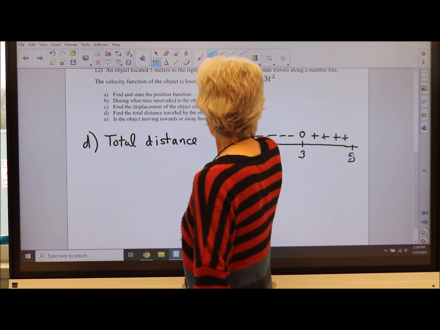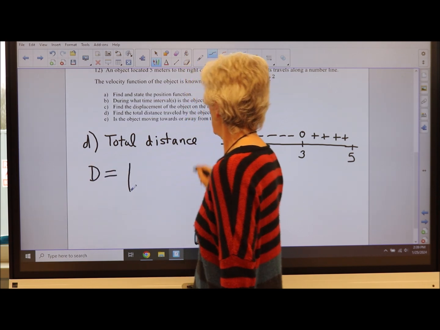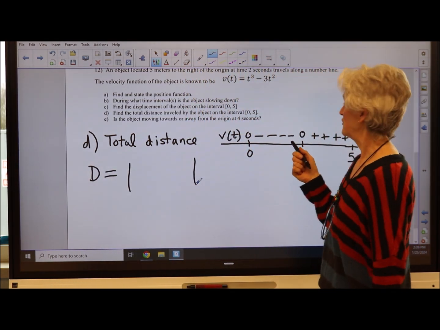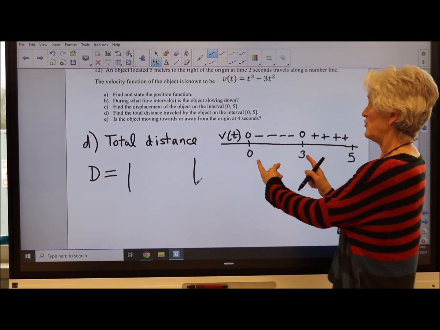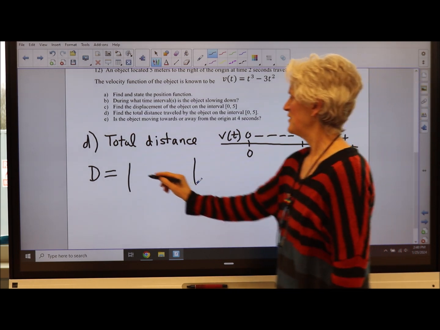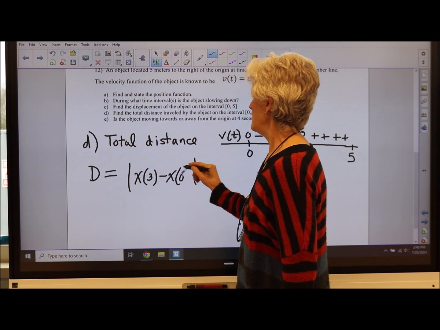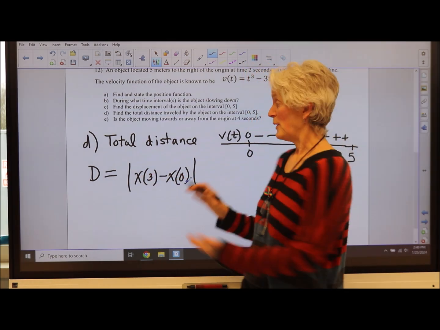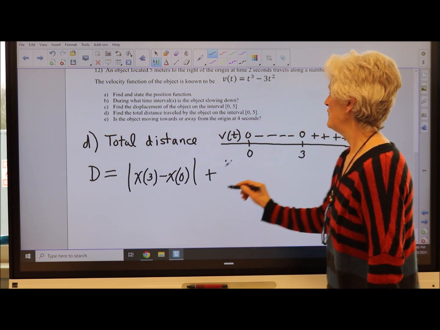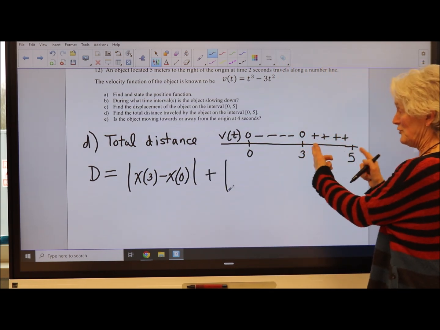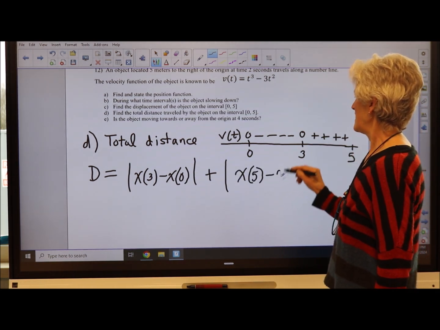So one method is to, since we know when I turned around, I'm just going to find my change in my position over the first 3 seconds. So that's going to be x of 3 minus x of 0. And notice I just put that in absolute value, so I get a positive distance for that. And then I want to figure out how far I traveled to the right. And that was from 3 seconds to 5 seconds.